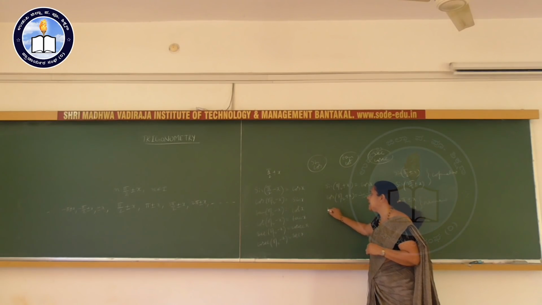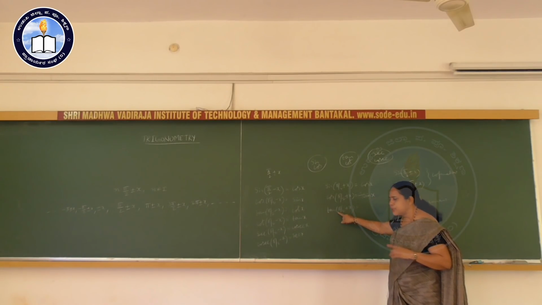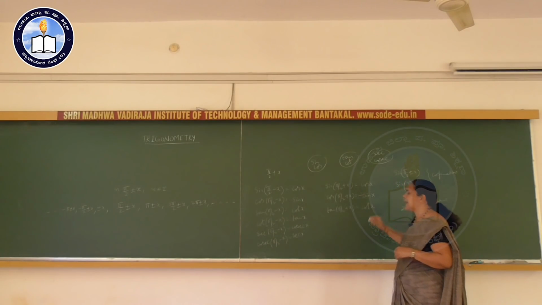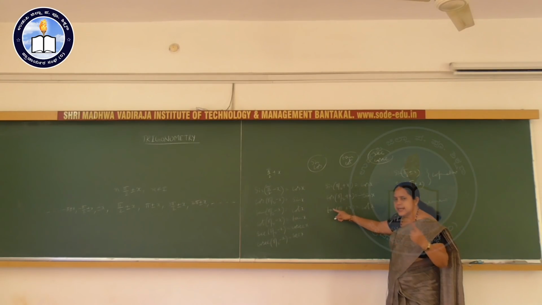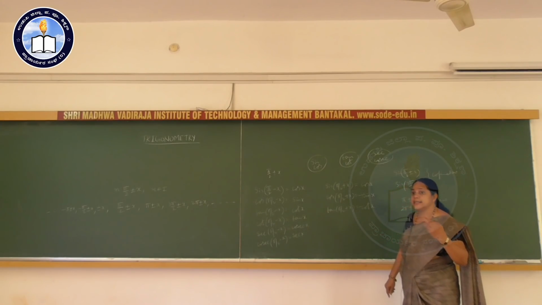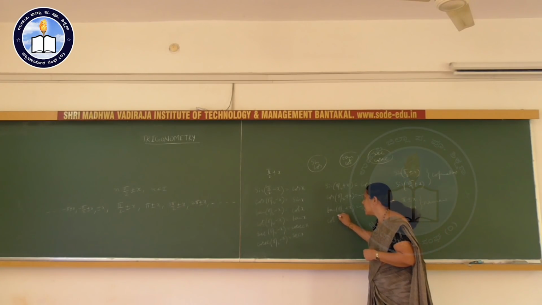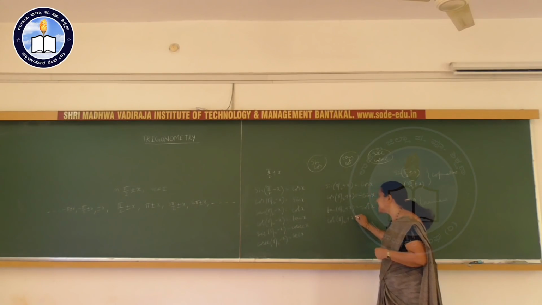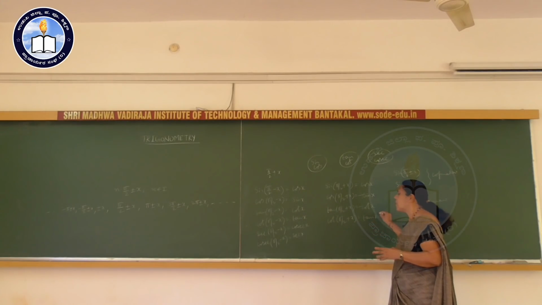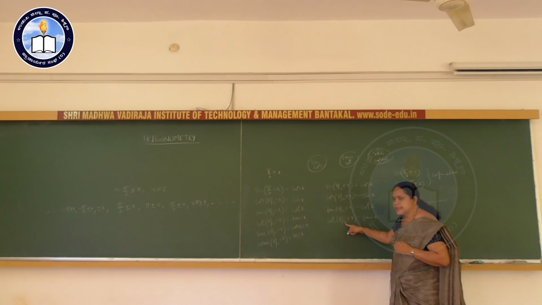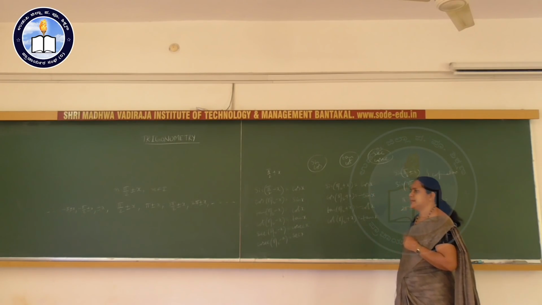What is tan of pi by 2 plus x? Since it's pi by 2, first write the co-function of tan, that is cot. Again, it's in the second quadrant. In the second quadrant, tan x is negative. Therefore, minus cot x. So, what is cot of pi by 2 plus x? Since it's pi by 2, first write the co-function of cot, that is tan. Again, it's in the second quadrant. In the second quadrant, cot is negative, so minus tan x.